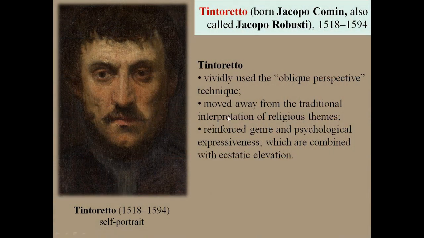Another artist whose creativity we're going to consider is Tintoretto, born as Jacopo Comin, also called Jacopo Robusti. He lived from 1518 and died in 1594. What is typical about Tintoretto's creativity? He vividly used the oblique perspective technique. He moved away from the traditional interpretation of religious themes. He reinforced genre and philosophical expressiveness, which are combined with ecstatic elevation.